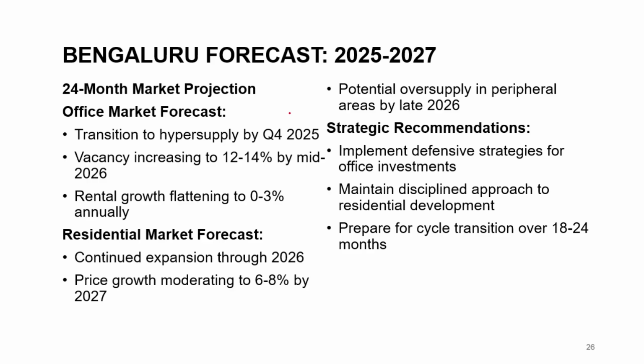Then we go to the forecast. In the office market, we see a transition to hyper supply by quarter 2025. We see vacancy increasing to 12 to 14% by mid 2026, and rental growth flattening to 0 to 3% annually. In the residential market, we can see continued expansion through 2026, with price growth moderating to 6 to 8% by 2027. So that is far away, and potential oversupply in peripheral areas by late 2026. Strategic recommendation: implement defensive strategies for office investments, maintain a disciplined approach to residential development, and prepare for cycle transition over 18 to 24 months.